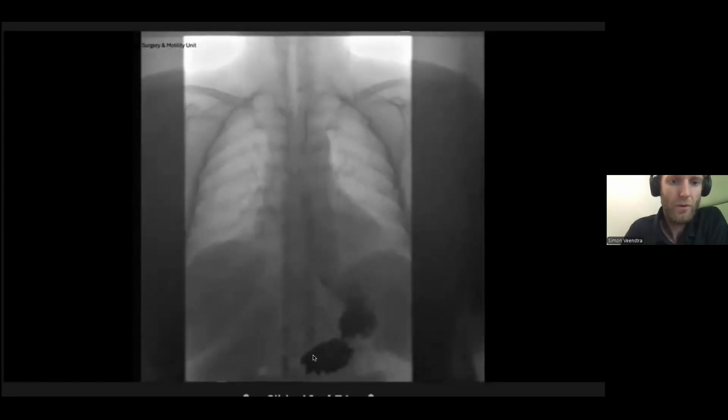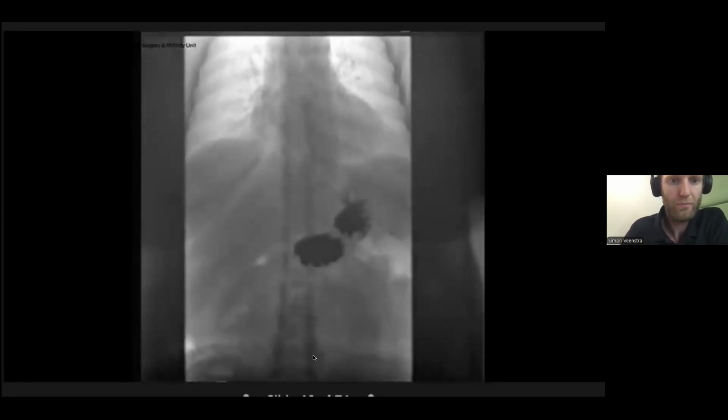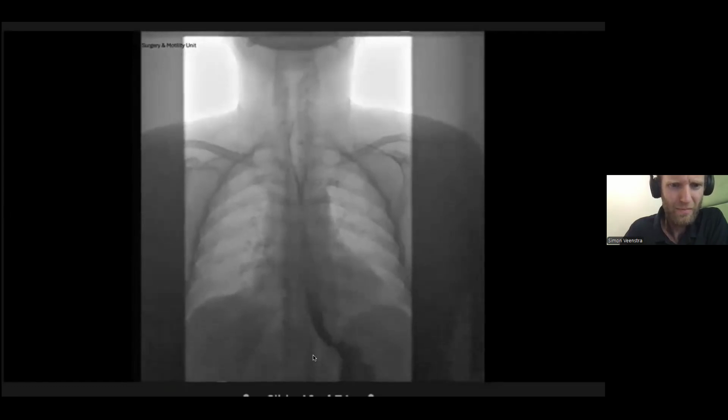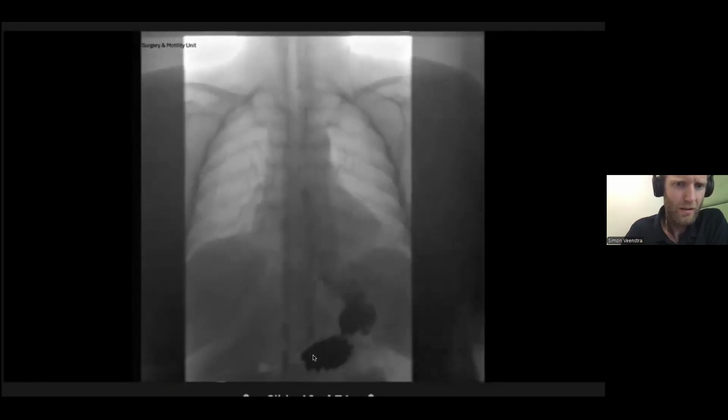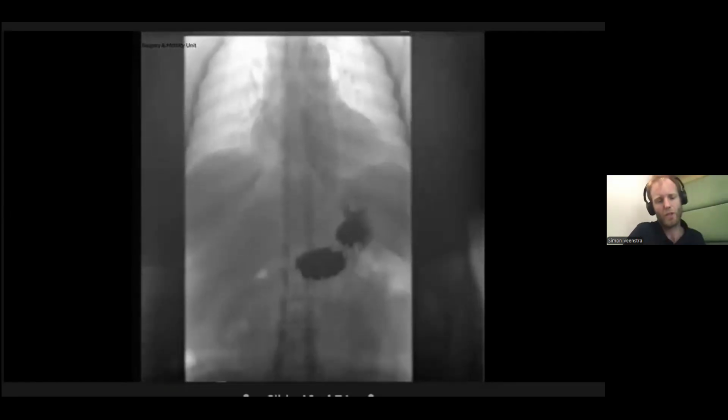One can see that this is probably quite a normal swallow. The esophagus seems to be of normal caliber, and there's no real hold up. The swallow hasn't really given us much information here, other than that it looks relatively normal.